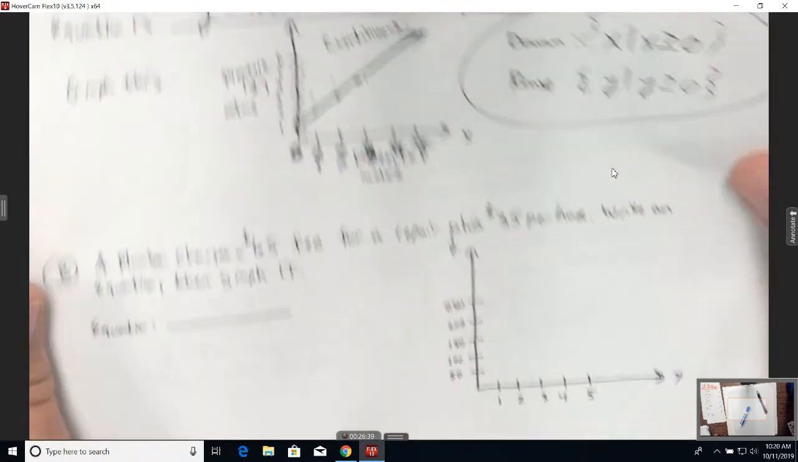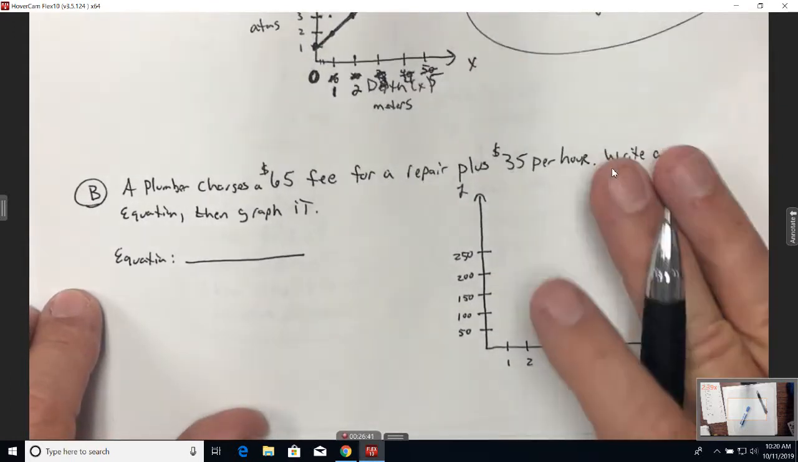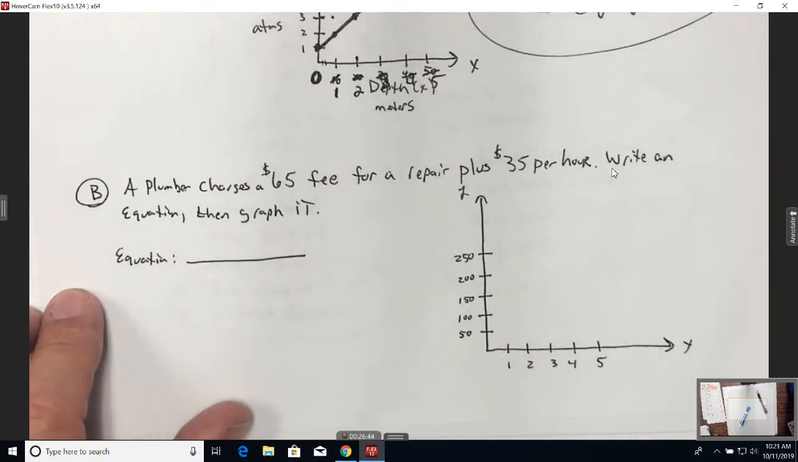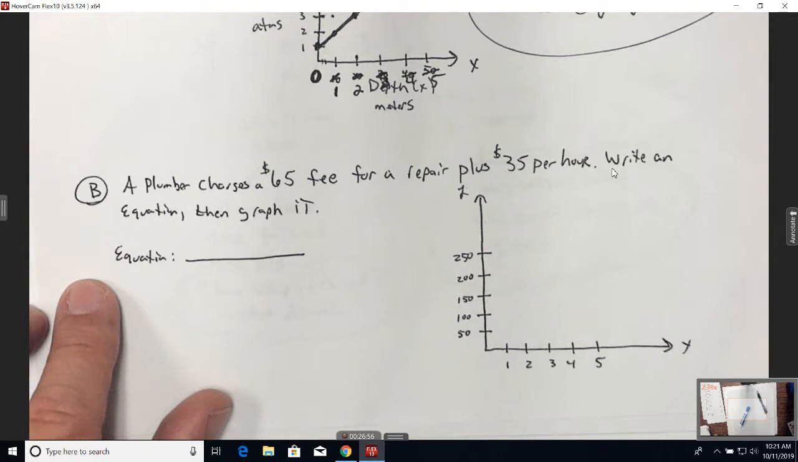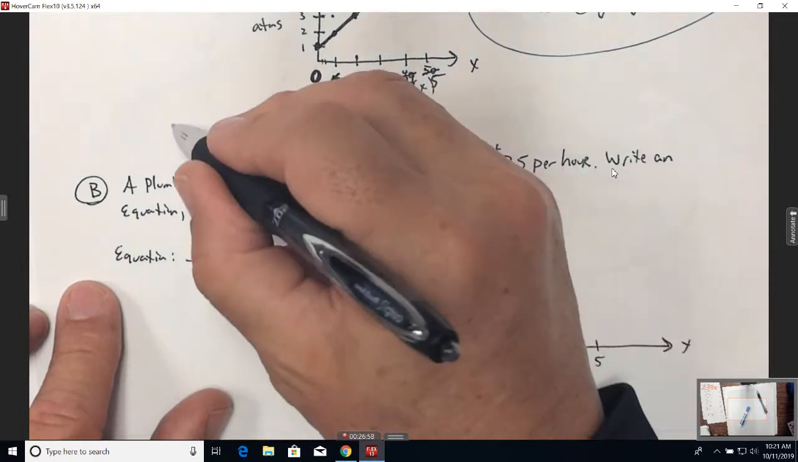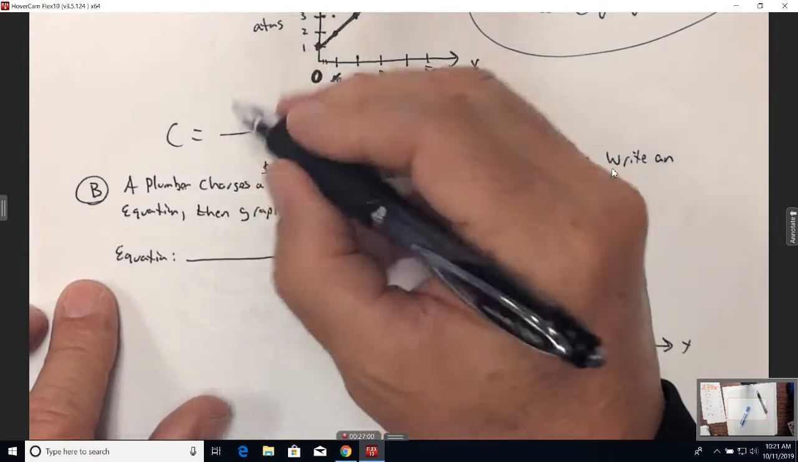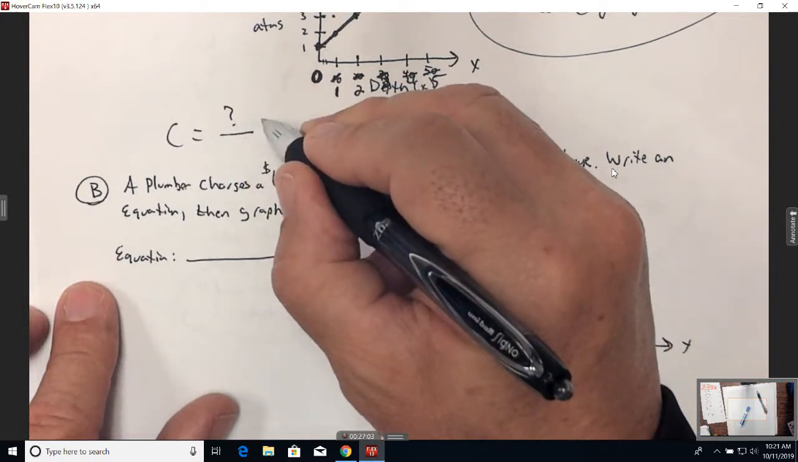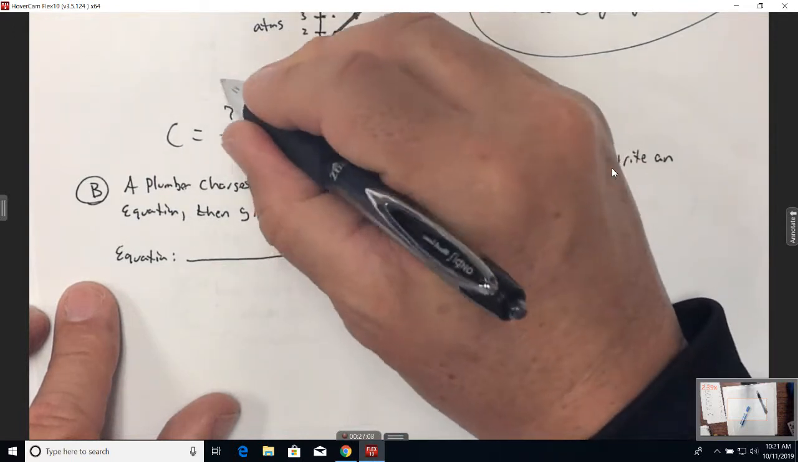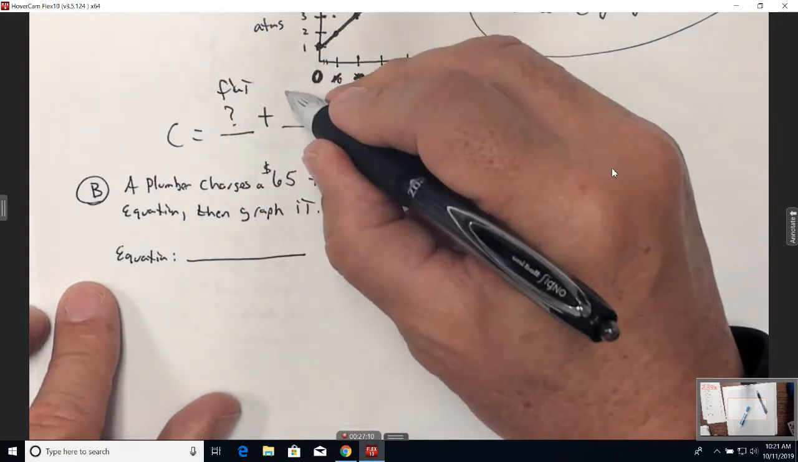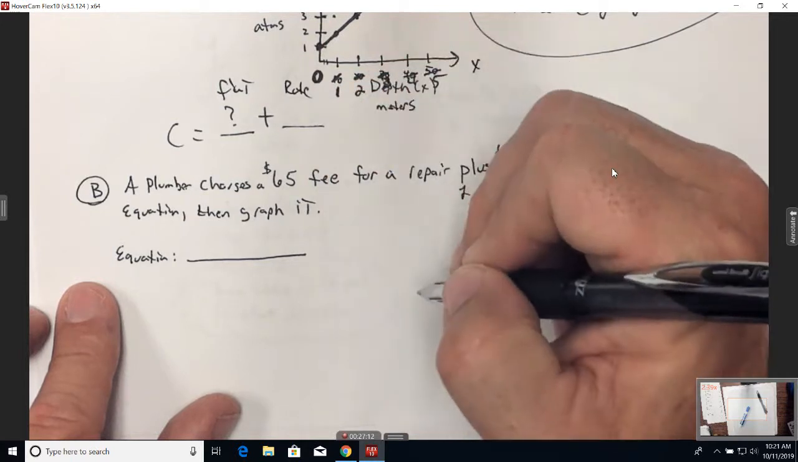Okay, last problem. Can you come up with an equation for how a plumber's getting paid? A plumber charges a $65 flat fee for repair plus $35 per hour. Tell me an equation for how much you're going to have to pay him if he works so many hours. Anybody know? The cost is equal to, what does it cost, right? So what's the cost for the plumber? Well, it would be his flat fee, whatever that flat fee is, plus his rate, right?